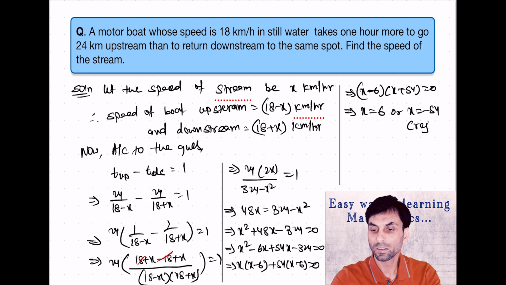It is rejected as the value of speed cannot be negative. Therefore, speed of stream will be equal to 6 km per hour.